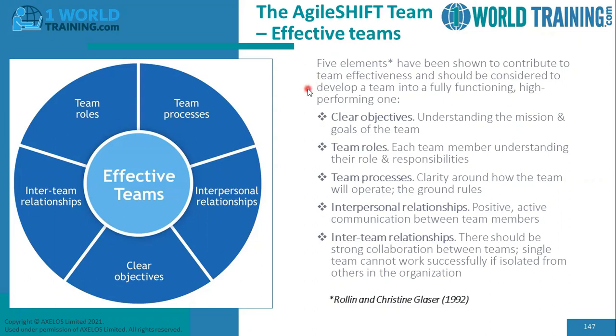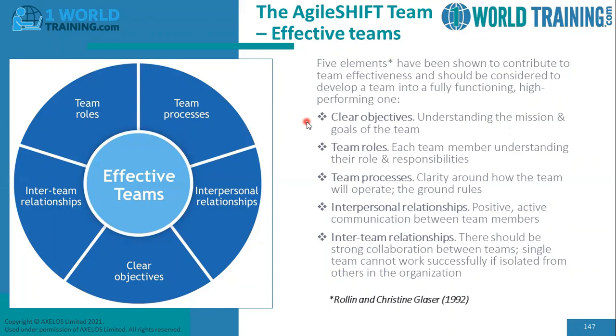These 5 elements have been shown to contribute to team effectiveness and should be considered in order to develop a team into a fully functioning, high-performing one. And those are clear objectives, the team roles, the team processes, the interpersonal relationships among the team members, and the inter-team relationships, meaning relationships between different teams.